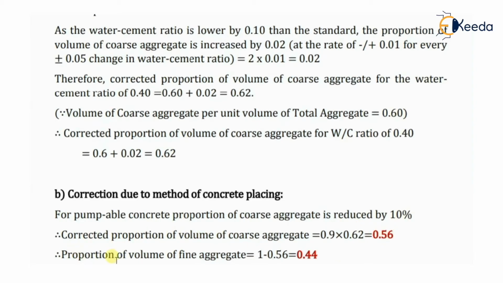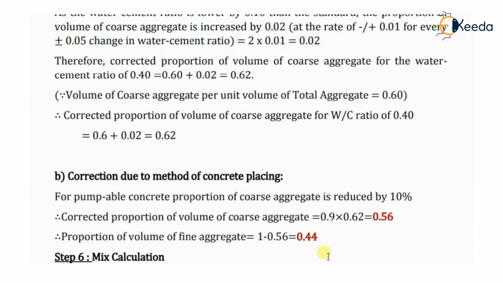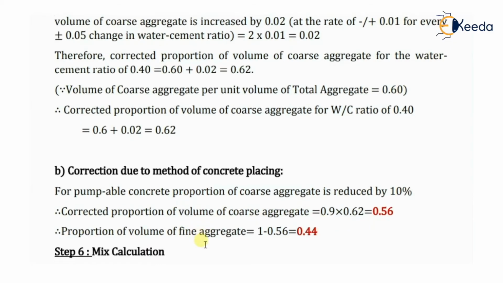Similarly, we can find out the volume of fine aggregate. Say the total volume is 1 and the volume of coarse aggregate is 0.56. So what will be the volume of fine aggregate? The proportion of volume of fine aggregate will be 1 minus 0.56, which comes as 0.44. So we have got the volume of coarse aggregate and the volume of fine aggregate.